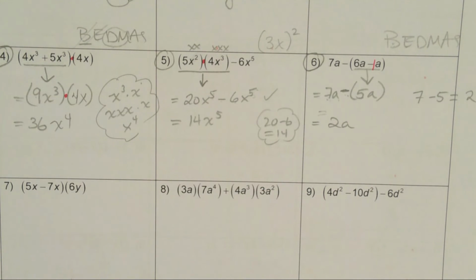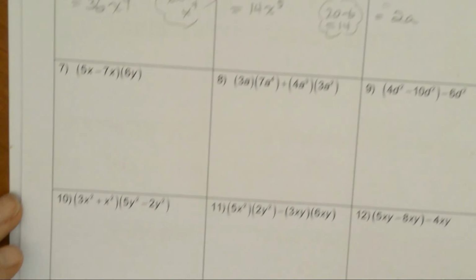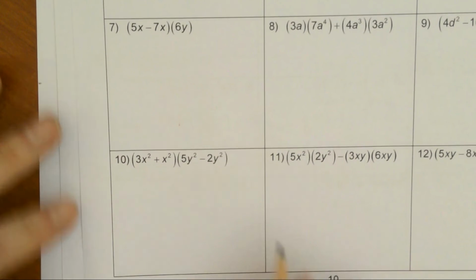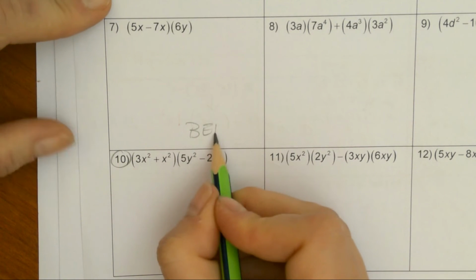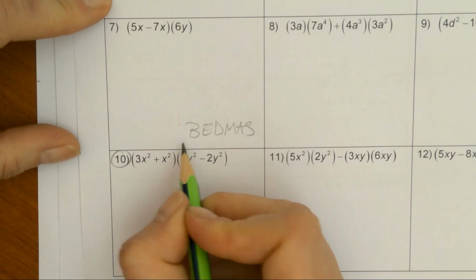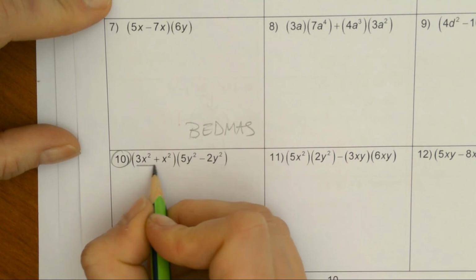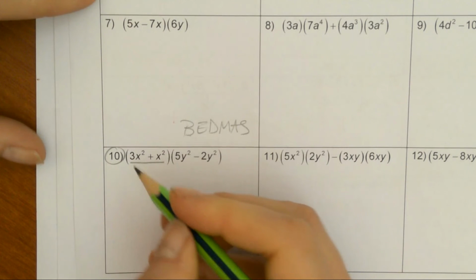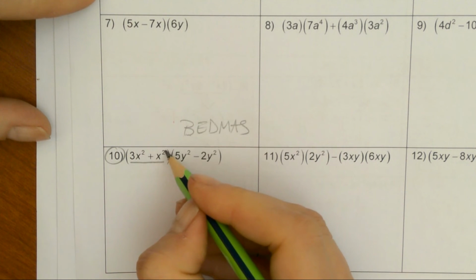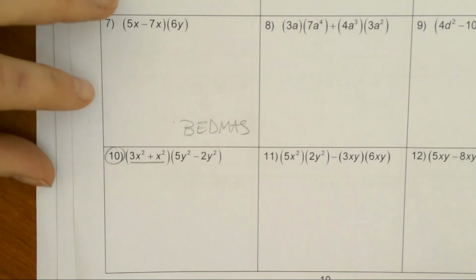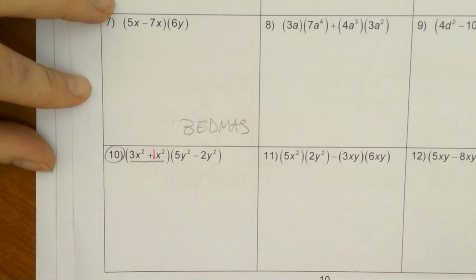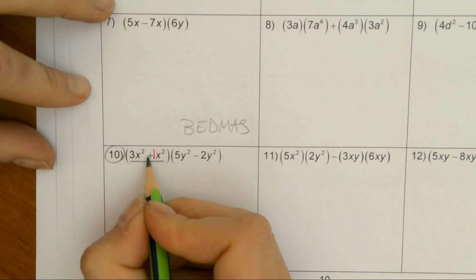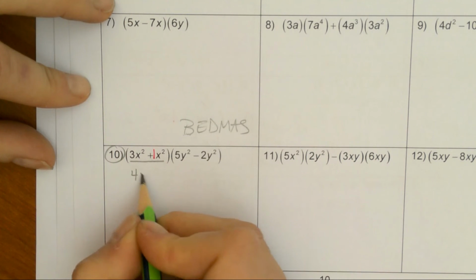Okay. Let's go down and do 10 together. 10. Ooh, that looks big. BEDMAS. Inside the brackets. Okay. Can I do inside the brackets here? x squared, x squared, they are the same, so they are like terms. There's really a 1 hiding in front of there. So I have 3x squared plus 1x squared, so I have 4x squared.